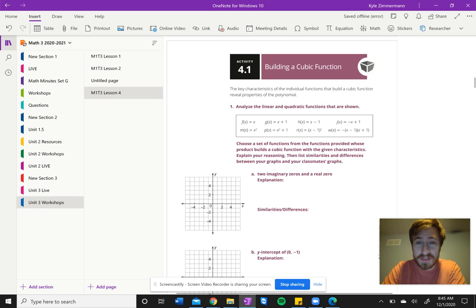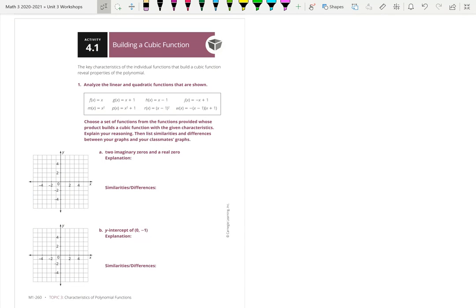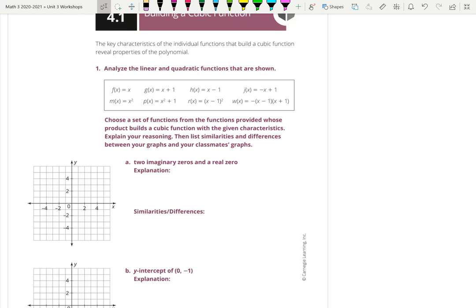Hey team, it's Mr. Z, and today we're going to continue in lesson 4 and build a cubic function out of multiple different functions. Let's go ahead and dive on in. So basically, we're going to be using the key characteristics of individual functions that build a cubic, revealing properties of the polynomial. So in part A, it wants me to choose a set of functions where 2 of them have imaginary zeros and 1 of them has a real zero.